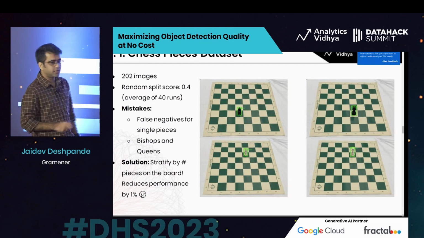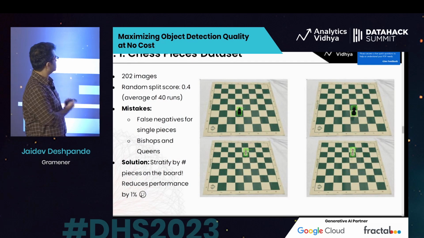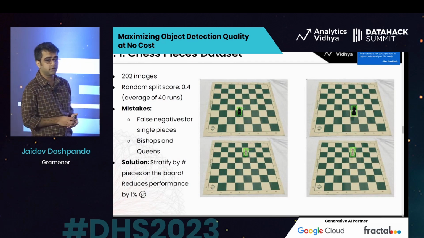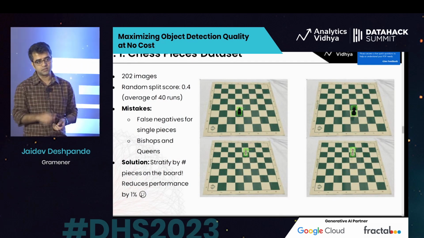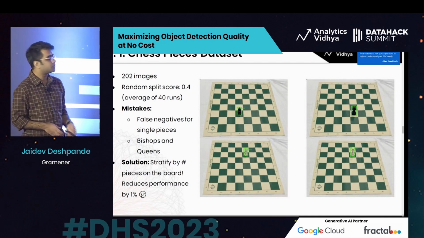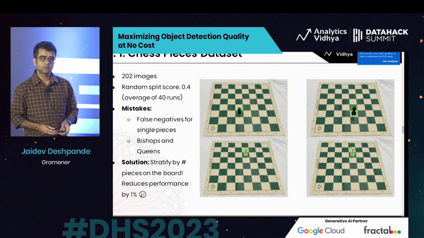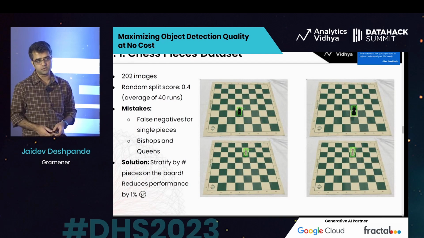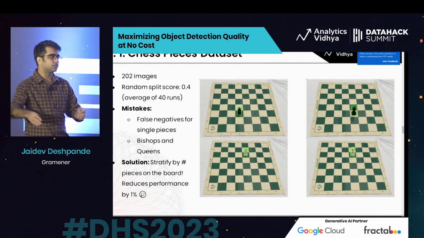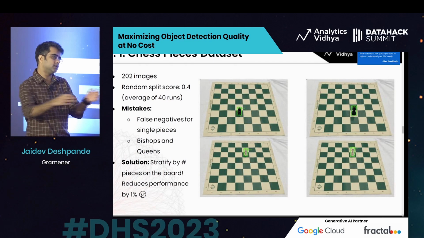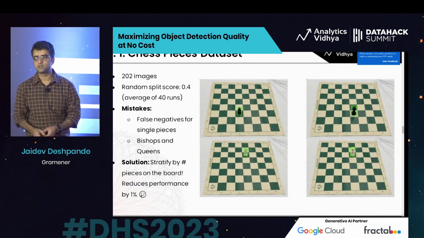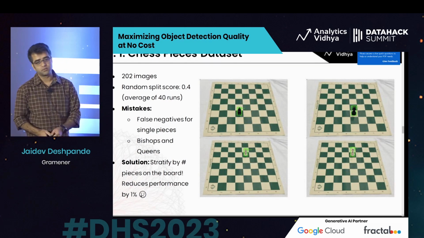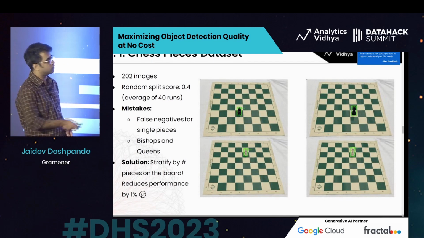So the solution, I thought, was to simply stratify, since it had a lot of false negatives for single pieces, simply stratify the number of pieces on the board. So you count how many pieces are there on the board and use that for stratification, right? The same distribution of number of pieces should be there in the training subset and the testing subset, but that actually reduces the performance by 1%. The mAP of IOU goes down to 0.39.